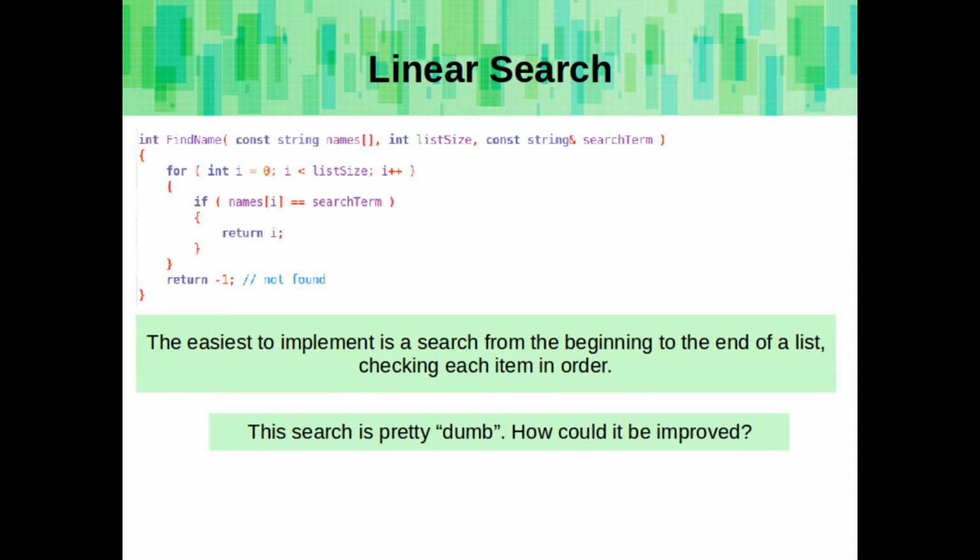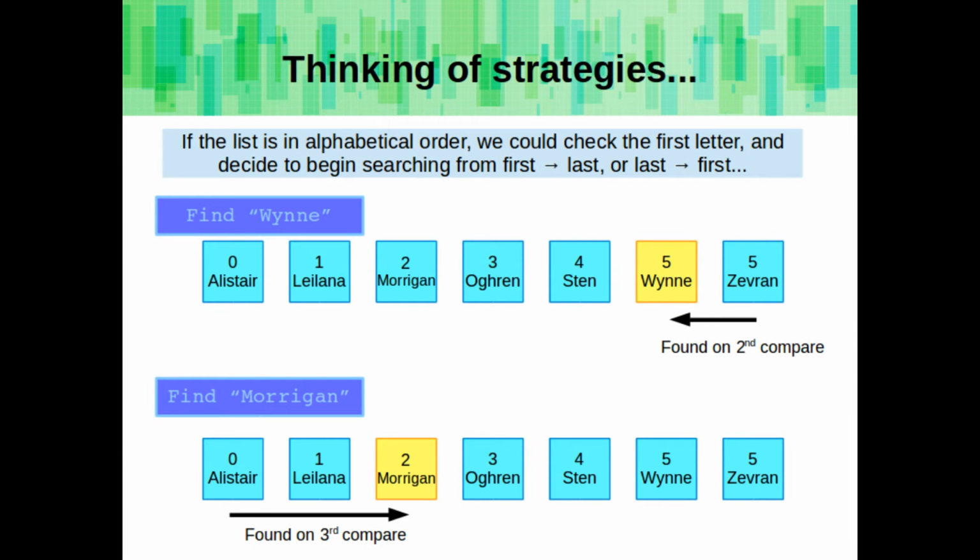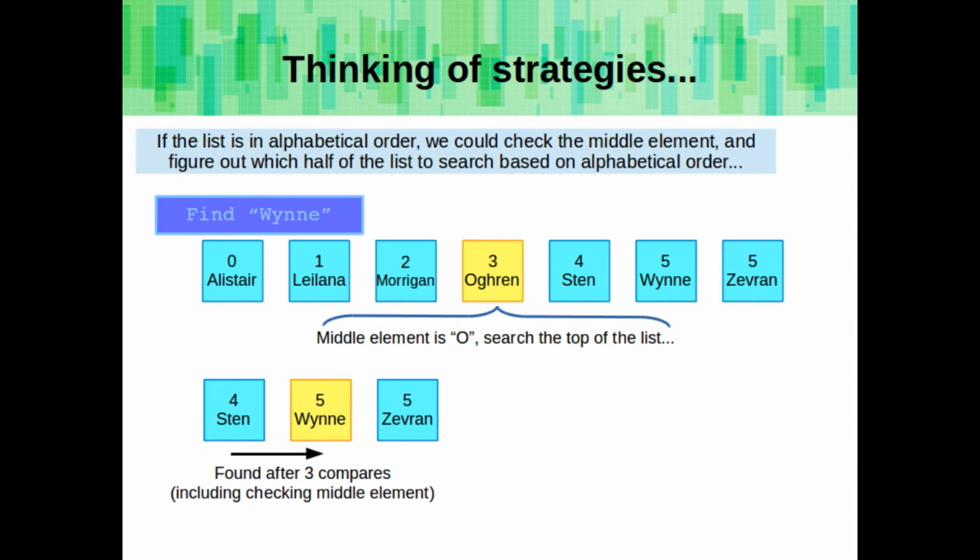The easiest to implement is a search from the beginning to the end of a list, checking each item in order. But this search is pretty dumb, so how could it be improved? If the list is in alphabetical order, it might come to mind that we could check the first letter and decide whether to search from first to last or last to first. Or maybe we could look at the middle element of the list and take away half of the list before we even start doing a lot of searching.